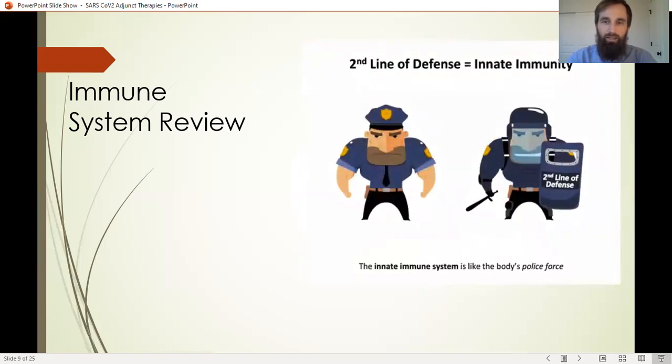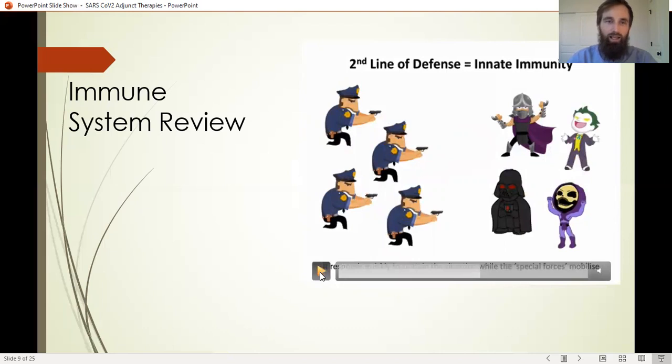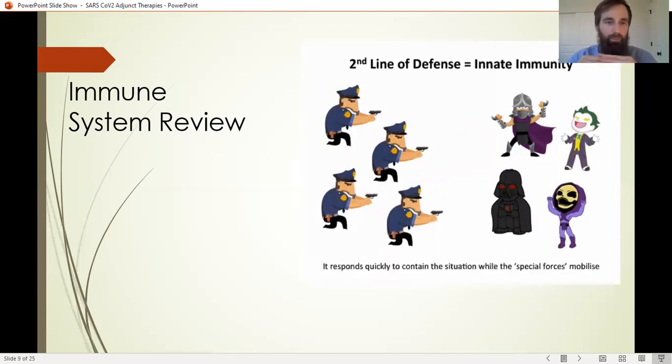The second line of defense is the innate immunity. The neutrophils, monocytes, short-acting, long-acting. These are non-specific. They're non-adaptive, meaning they can't remember the exact type of pathogen. They respond quickly to contain the situation. And again, with the interferon suppression that happens with COVID, with SARS-CoV-2, that quick containment of the situation is vitally important.